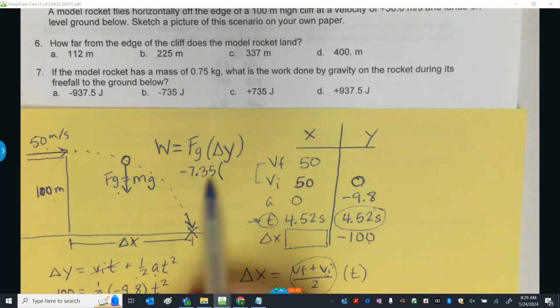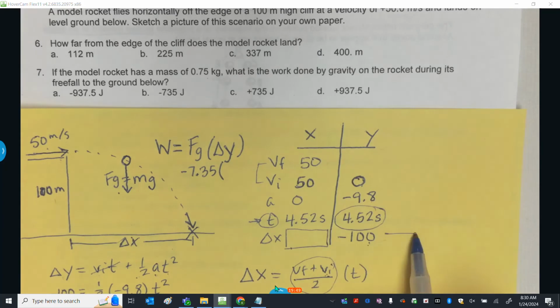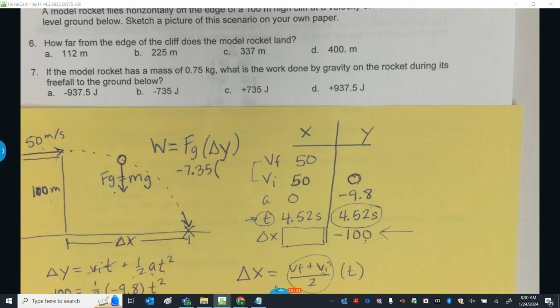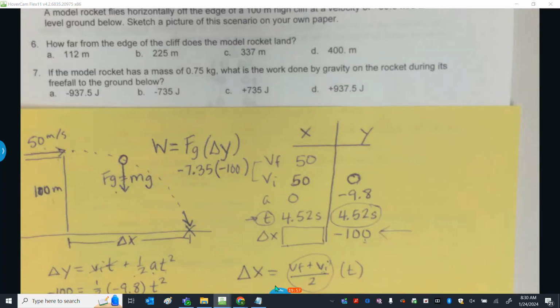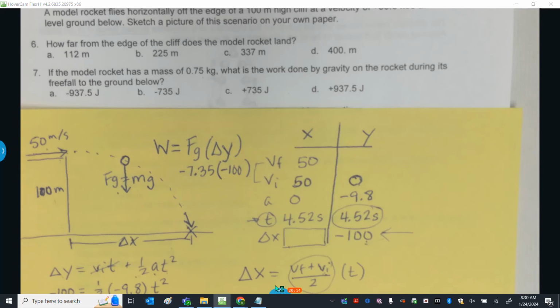And then we're going to multiply it by the vertical displacement. Well, my vertical displacement, I already wrote it right here. It's negative 100. I'm falling by negative 100. When I multiply negative 7.35 times negative 100, I get positive 735 joules. The answer is C. Those of you who missed it overwhelmingly put B, which means you got the right number, you just have the wrong sign.